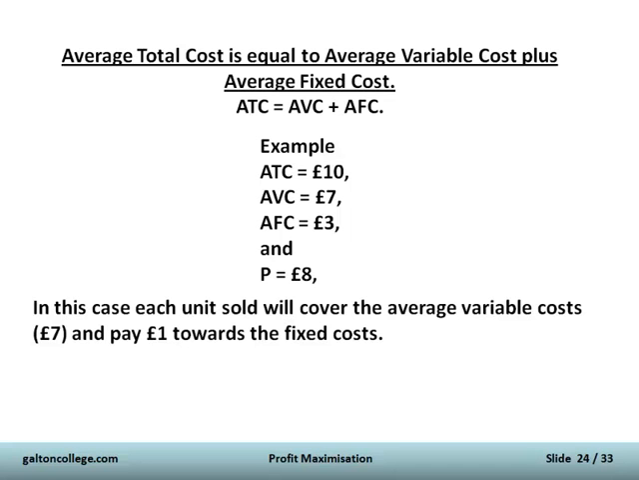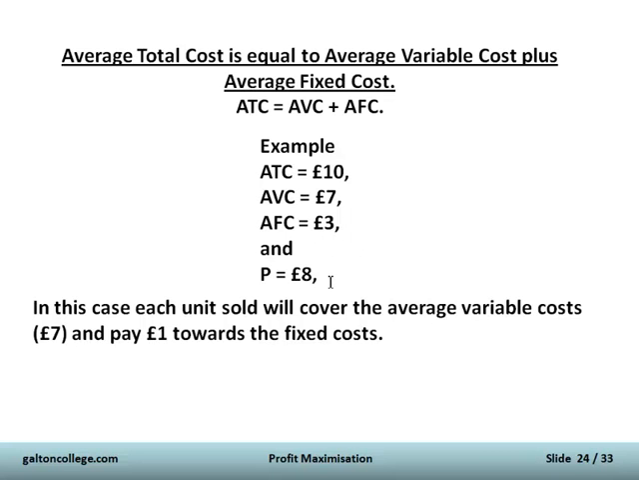Now, if that's the case, then each unit sold will cover the average variable cost, 7, and pay £1 towards the fixed cost. So here's the cost of the raw materials, labour, energy and so on, the variable cost, 7. You can sell it for 8, so you make £1 towards the fixed cost. The £8 is still not covering the average total cost, but at least it's making £1, which is making a contribution towards the average fixed cost.